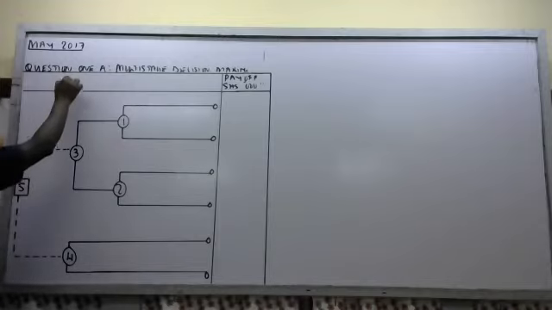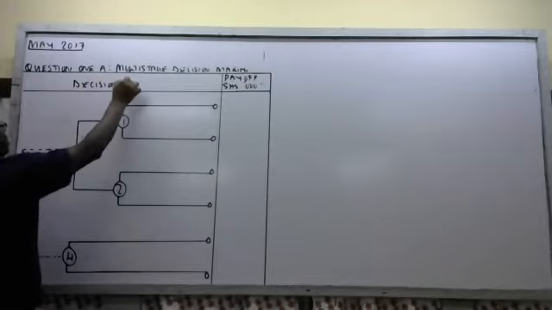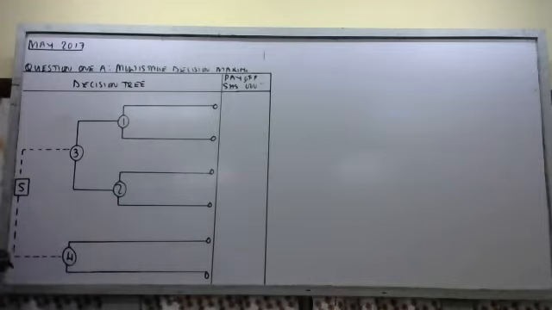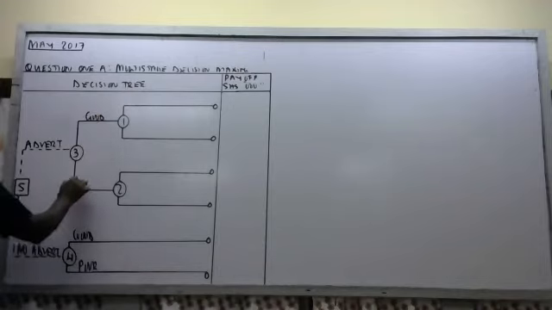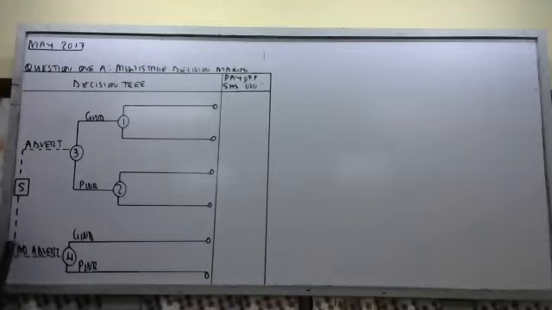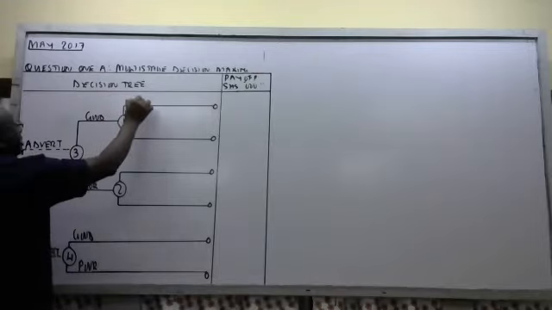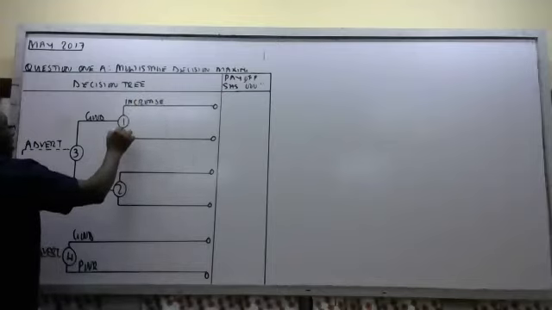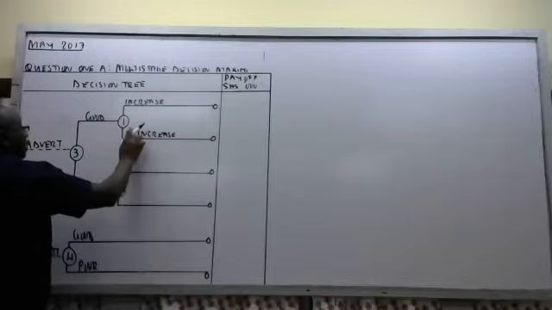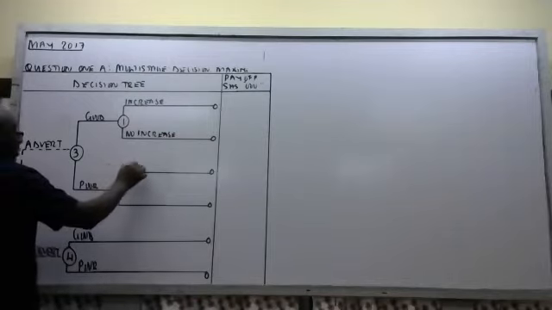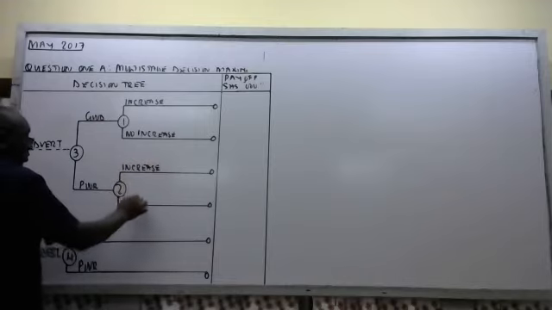So that is how the decision tree will look. Here we are debating on whether to have the advert or no advert. The weather is either good or poor. Now, when you advertise, you can be able to increase demand, or there is no increase. You are either able to increase demand or there is no increase.